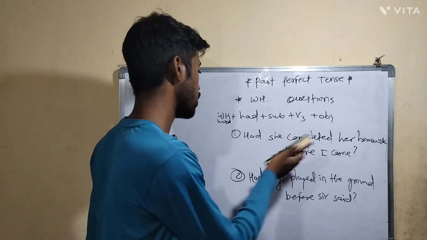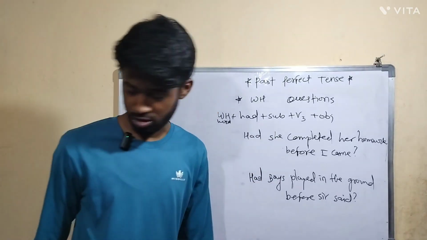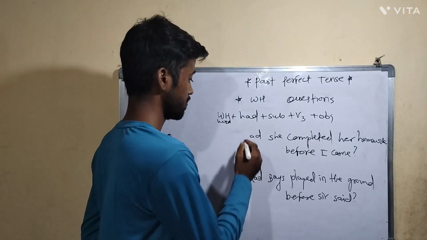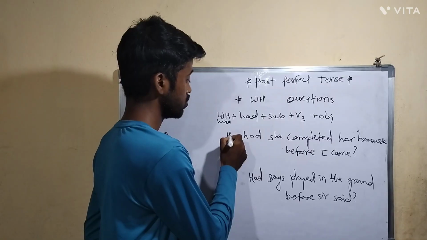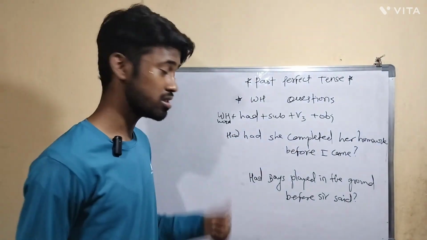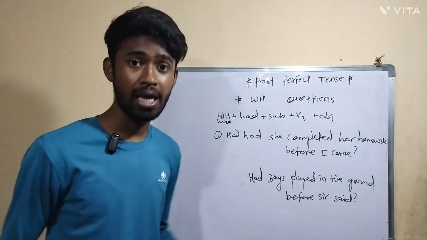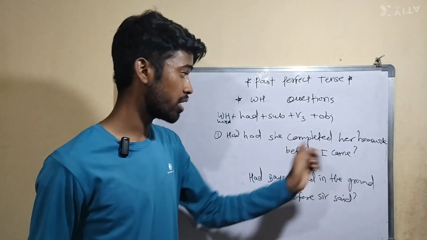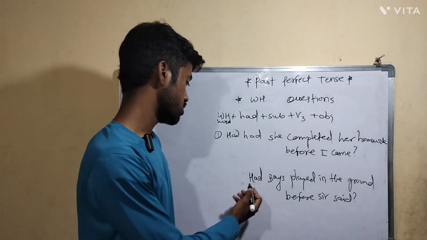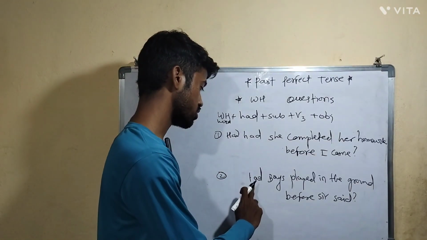How had she completed her homework? Here we make these questions into WH questions. This should be small, right? How is a WH word: W is here, H is here, that is the reason it is WH. Now see, how had she completed her homework before I came? This is one example of a WH question. Now let's convert the other example to WH. Which WH word should I use here?